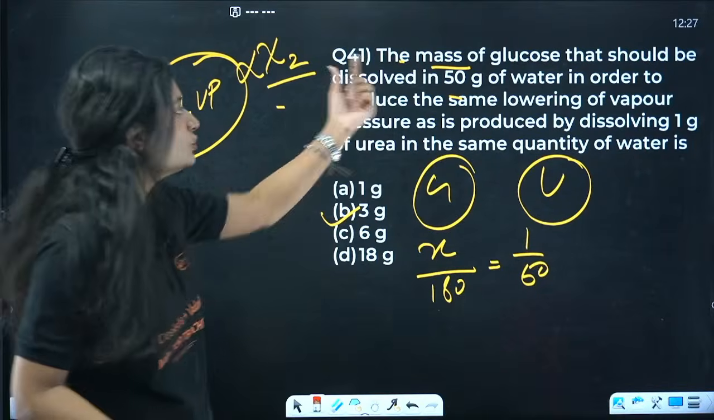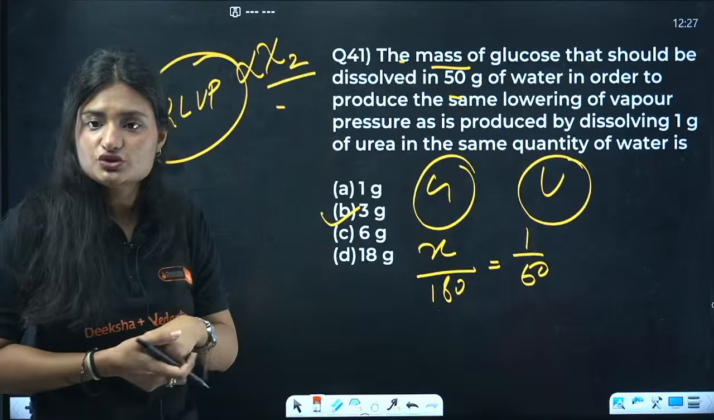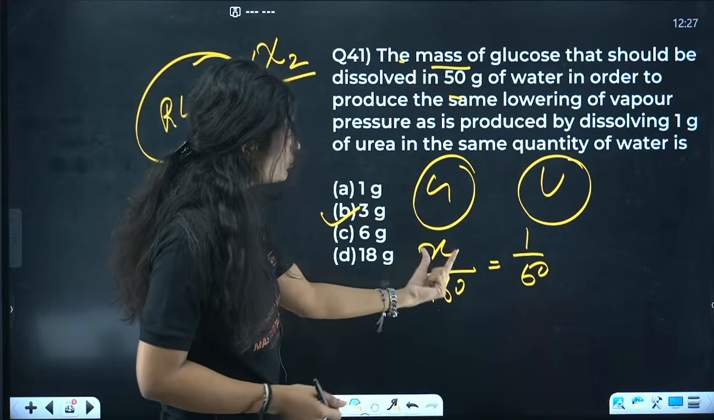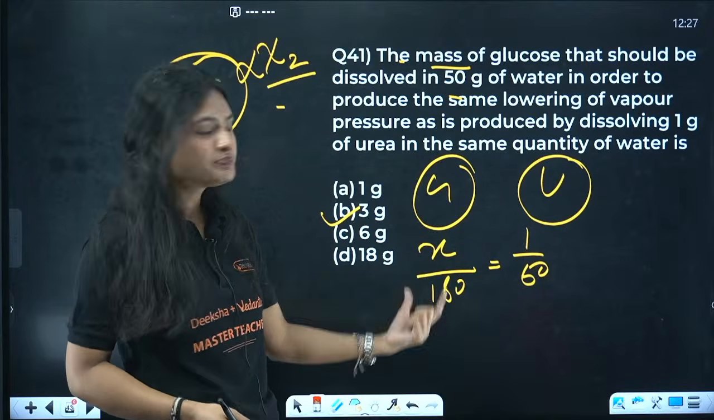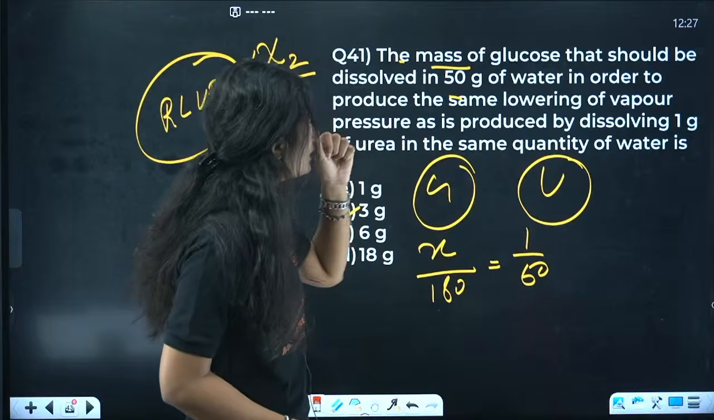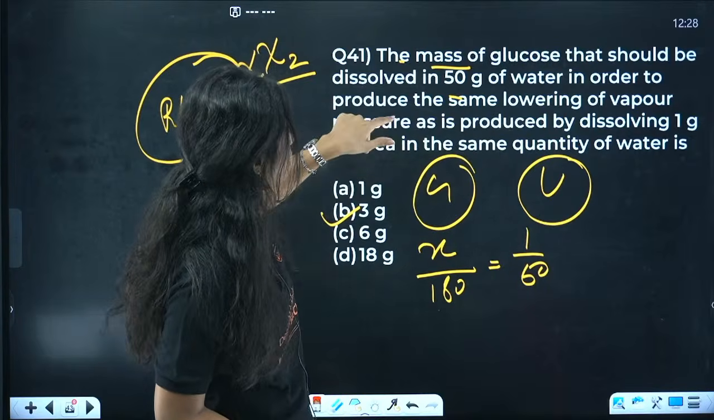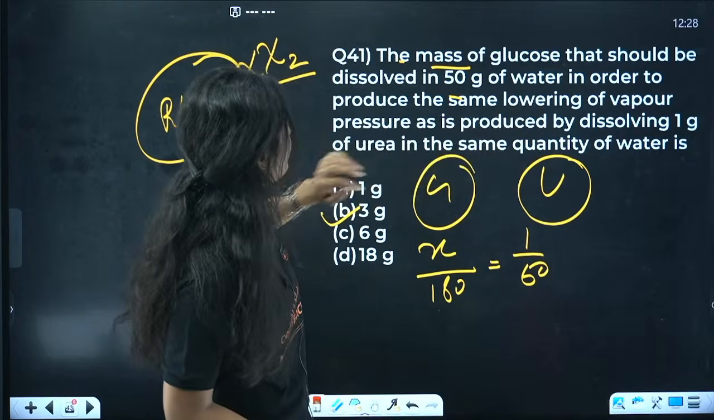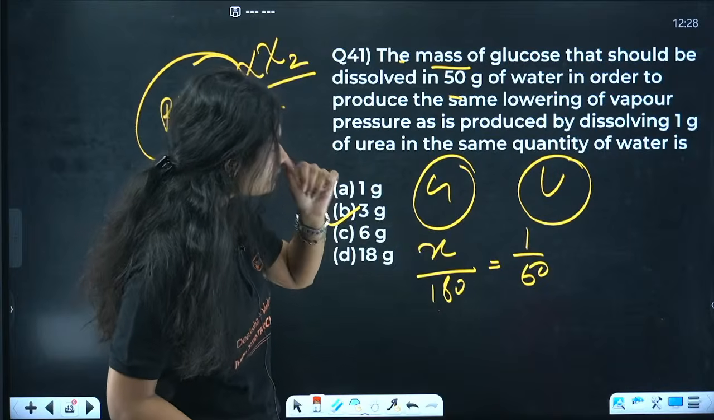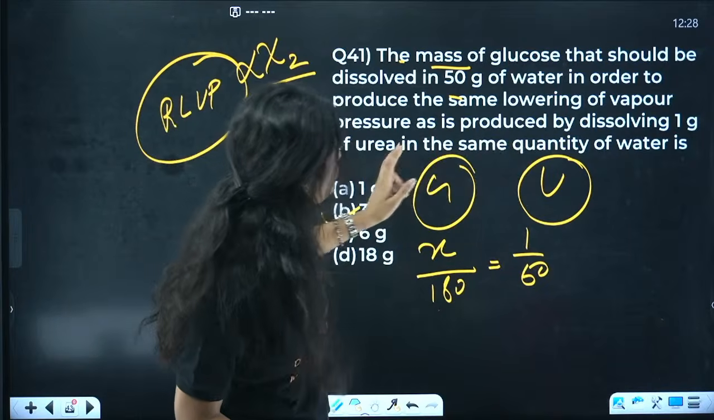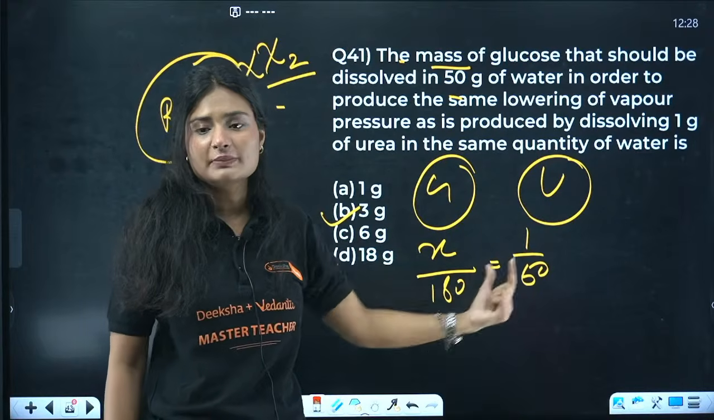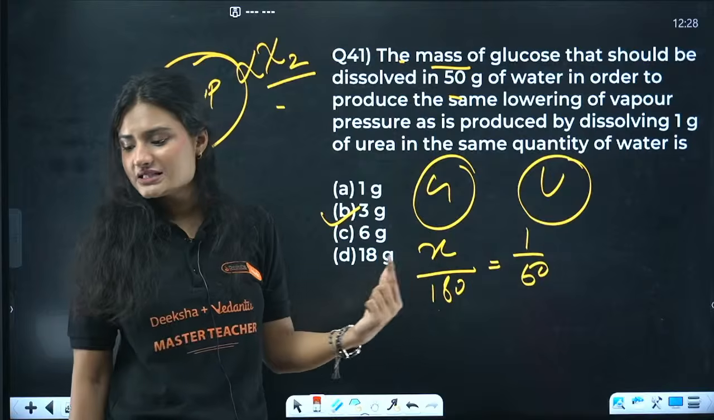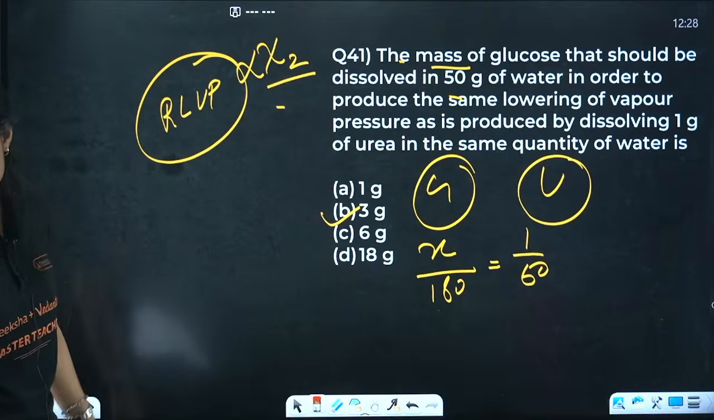What is the solute? Glucose and urea. Okay. So see, the amount for glucose we don't know. But we know the molecular mass of glucose, that is 180 gram. For urea we know we have around how much? 1 gram of urea is dissolved in the same quantity of water. Okay, so the number of moles of urea will be 1 by 60. So if you calculate it, the answer will be 3 gram.